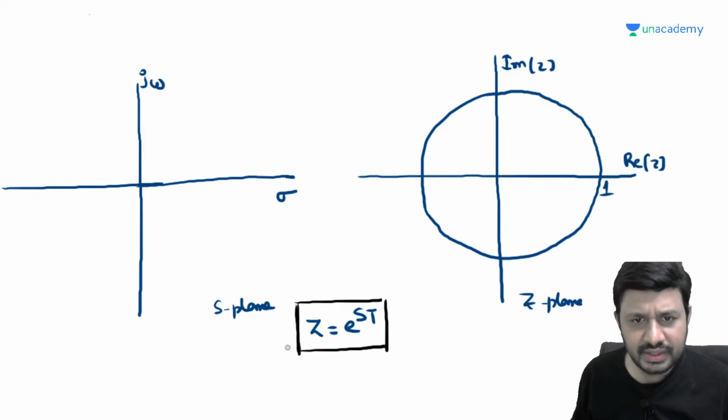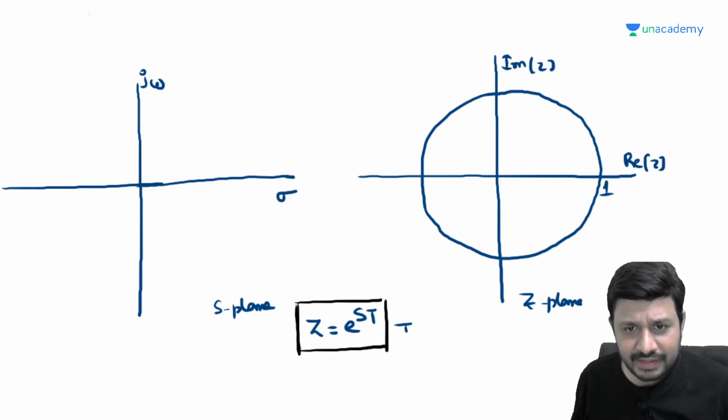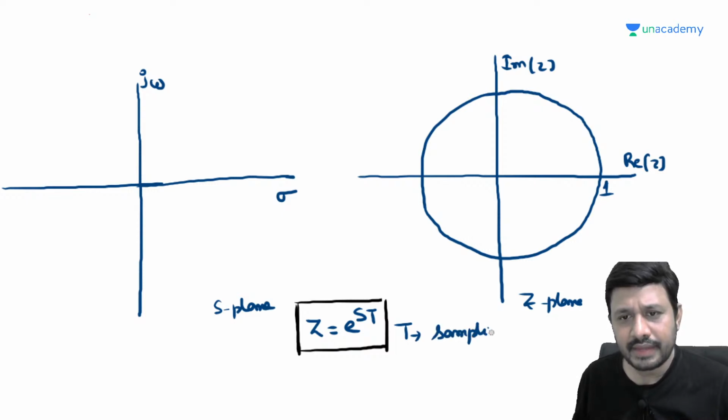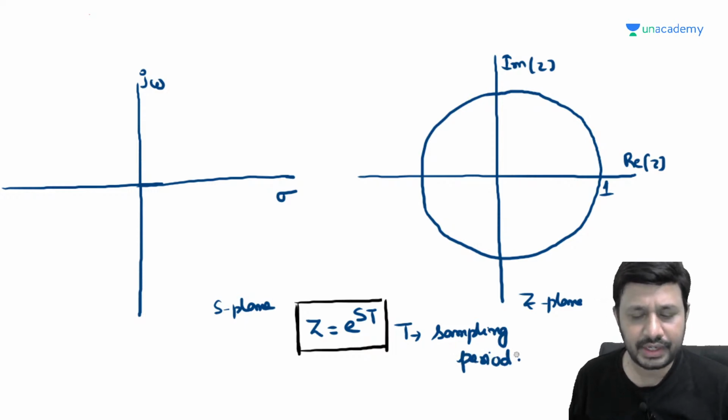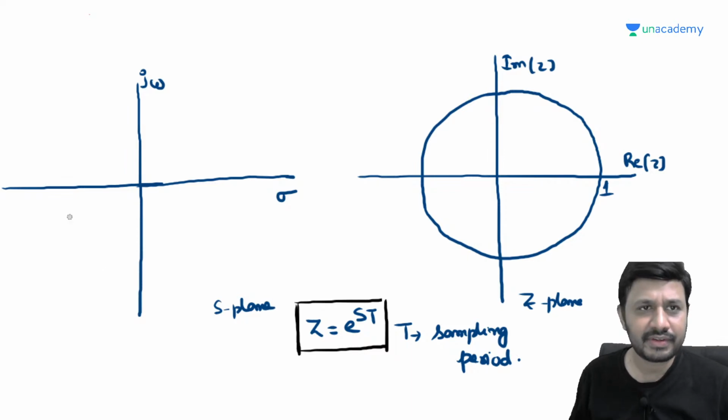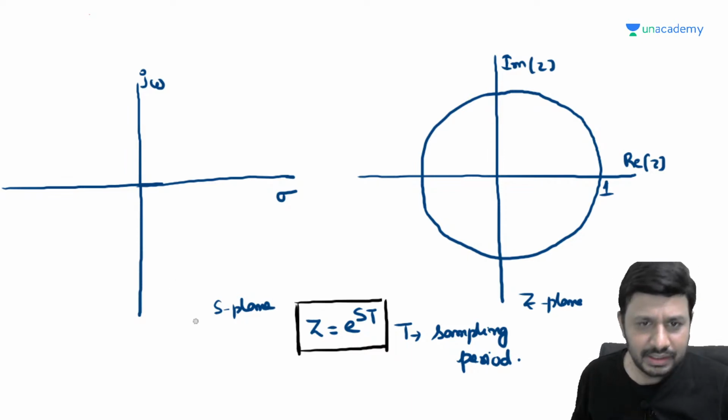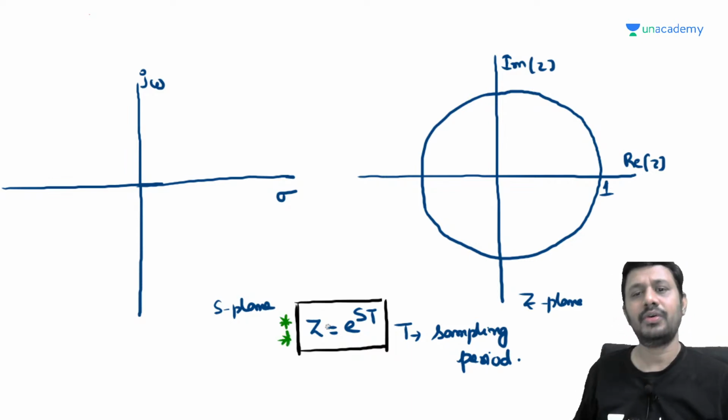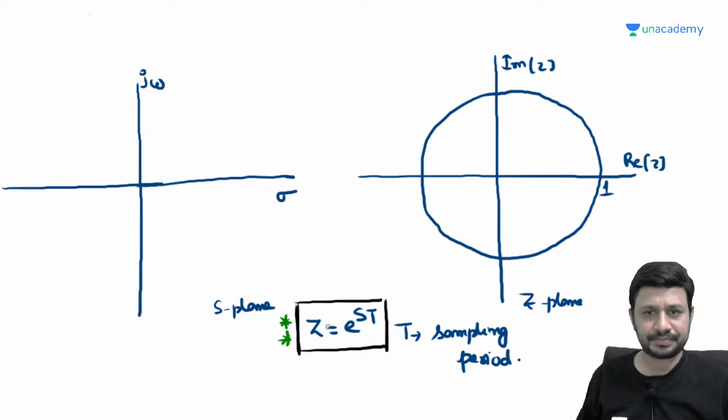How this came, we are not concerned. There is a small proof, but we are not concerned with it, where T is the sampling period. Here, T is known as sampling period. Sampling period is nothing but the distance between adjacent samples. Z is equal to e power st. First of all, forget about mapping. You remember this relation.